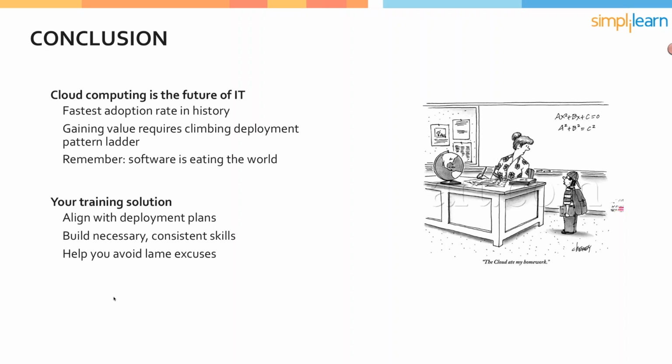Your training solution has to align with your deployment plans. A solution that says I can get all my people trained by 2024 isn't going to cut it. You need to build necessary, consistent skills, and that'll help you avoid lame excuses, as we have here in this cartoon.